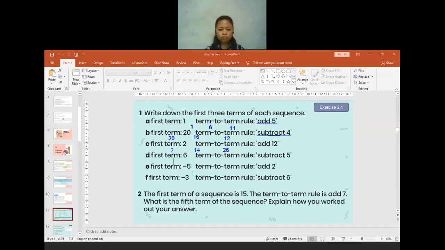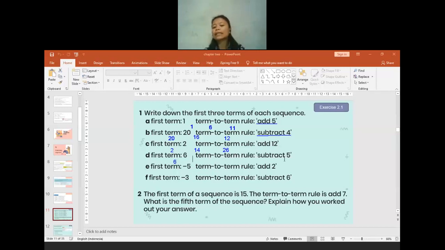What is the first term? 6, 1, and 4? No, no, no. First term. I'm asking the first term. 6. Yeah. Read the question properly. First term is always given. So you just copy paste the first term. First term is 6. So I just need to write down 6.